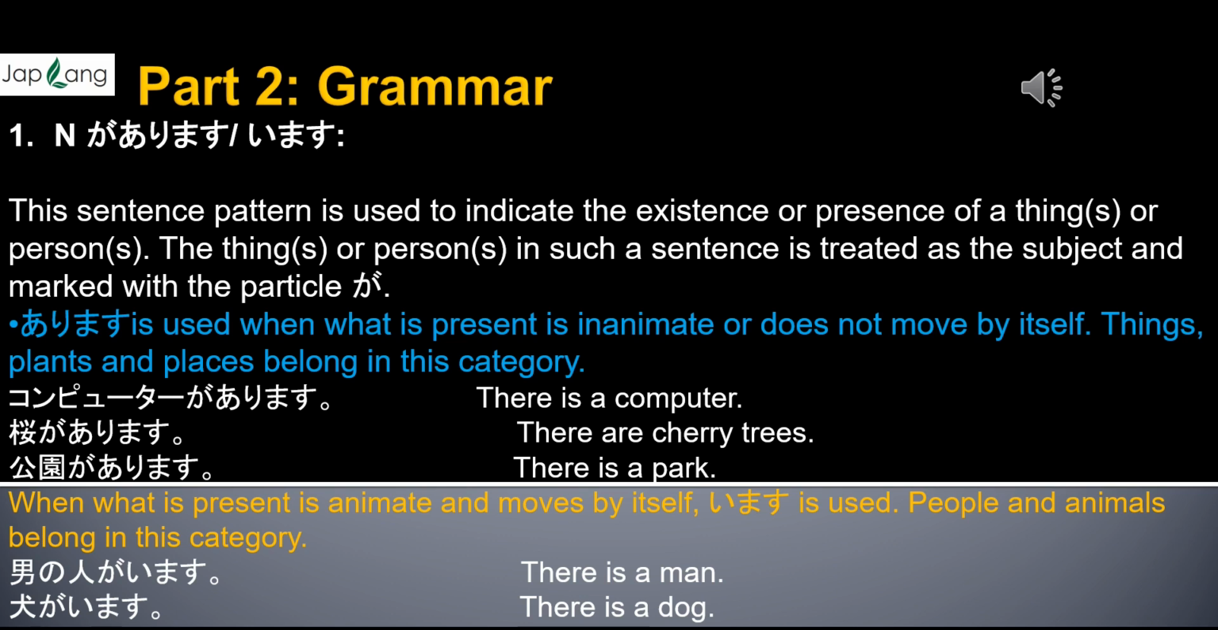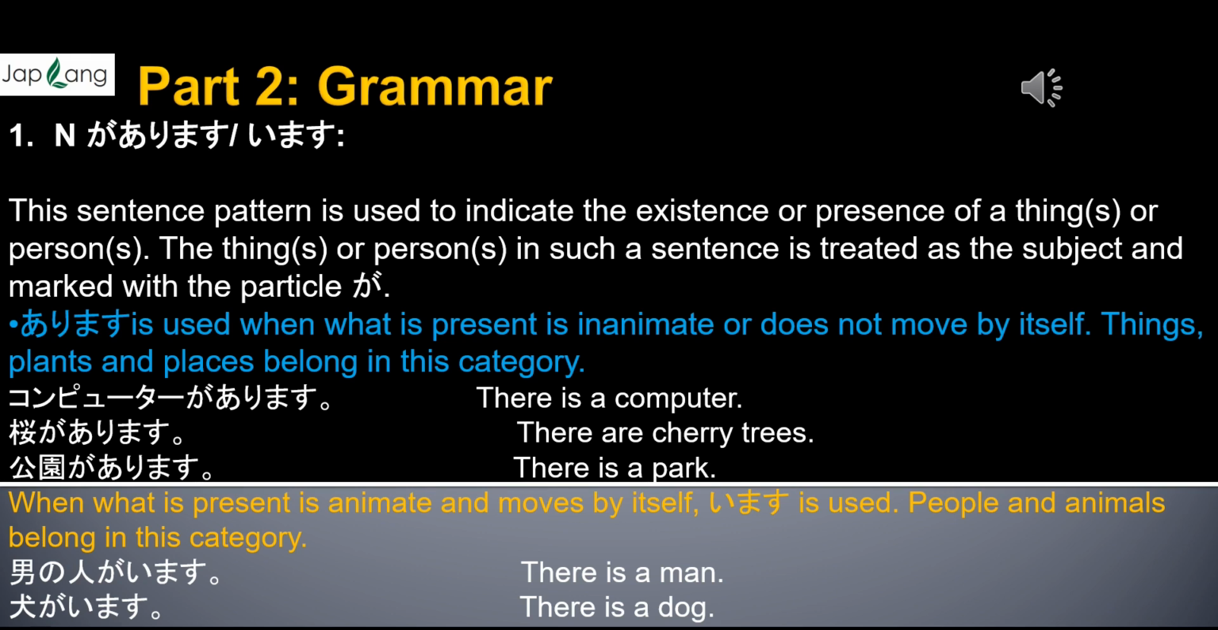Alright. Where to use arimasu, where to use imasu. So arimasu is used when what is present is inanimate, that is non-living things, or does not move by itself. Things, plants, and places belong in this category. For example, you have a tree, a computer, a park, a book, etc. That does not move, then we will be using arimasu. Example, computer ga arimasu. There is a computer. Sakura ga arimasu. There are cherry trees. Koen ga arimasu. There is a park.